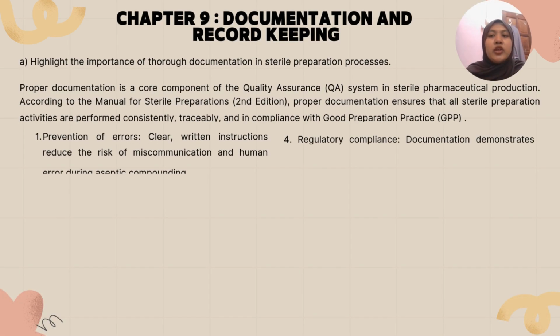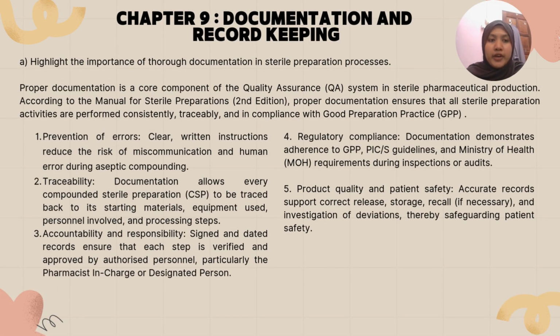So we move to chapter 9, documentation and record keeping. The first question is: highlight the importance of thorough documentation in the sterile preparation process. So basically, proper documentation is a core component of the quality assurance system in sterile pharmaceutical production. According to the manual for sterile preparation, proper documentation ensures that all sterile preparation activities are performed consistently, traceably, and in compliance with good preparation practice.